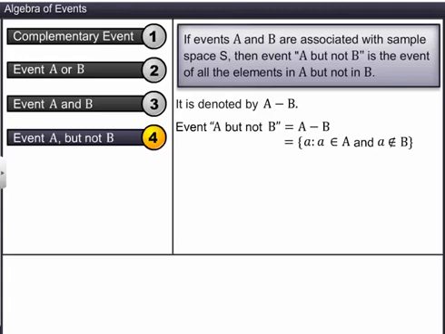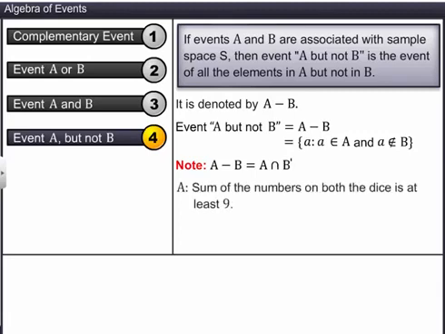Let's consider an experiment of throwing 2 dice simultaneously. Consider events A and B associated with the experiment. The outcomes of events A and B are obtained as shown. Now, event A but not B is the elements of A that are not present in B.